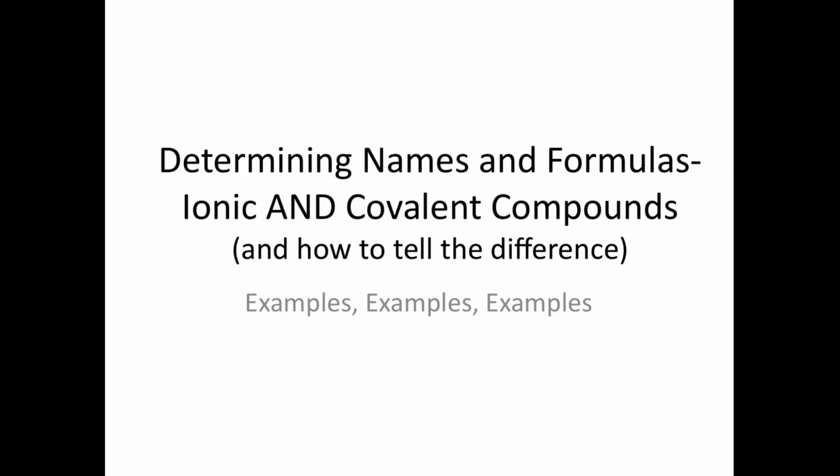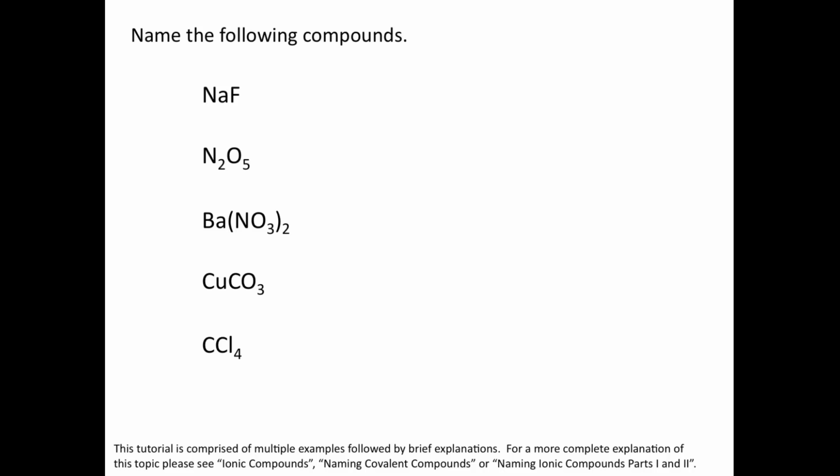This tutorial is on determining the names and formulas of compounds, and this includes both ionic and covalent compounds and how to tell the difference. Now, this tutorial doesn't go into as much detail as far as explaining the rules as to how to determine names and formulas for ionic compounds or covalent compounds. I've done other tutorials that explain these rules in more detail. This tutorial is mainly just on examples.